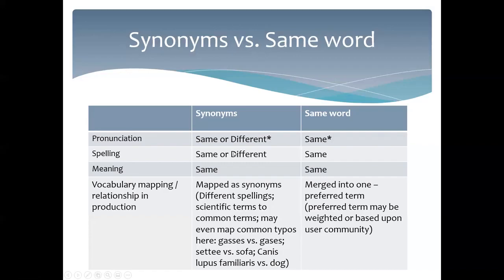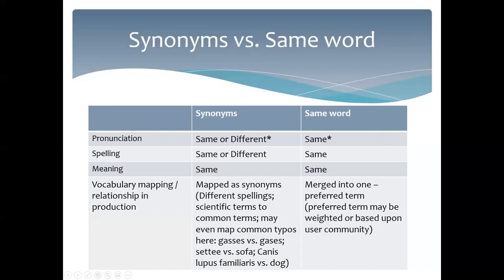Color with a U. If you're going to be encountering users who might be using either, then you would want to choose your preferred term, and your preferred term could be based upon where you are located geographically, or it could be based upon what term is more common in that particular community. And then you would want to add that synonym for color with a U.